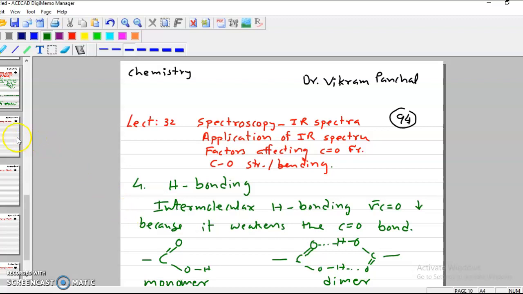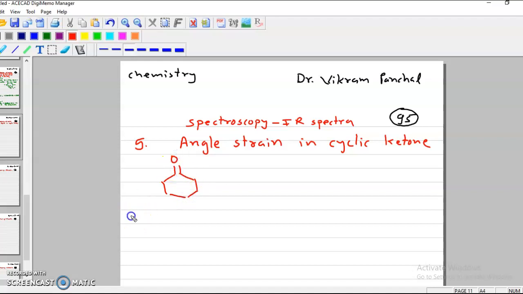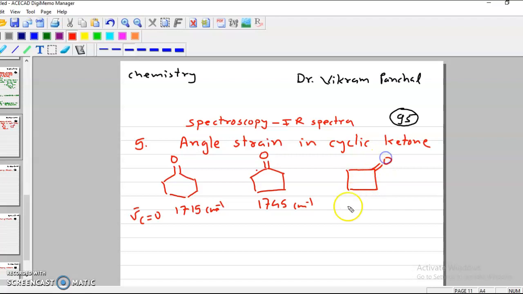Now we'll go with one more factor which affects C=O frequency, which is angle strain, and that is in cyclic ketones. So if we take cyclohexanone, C=O appears at 1715 cm⁻¹. Now if the number of members in the ring decreases, that is cyclopentanone, then the frequency will be at 1745 cm⁻¹. In case of cyclobutanone, the C=O appears at 1775 cm⁻¹.